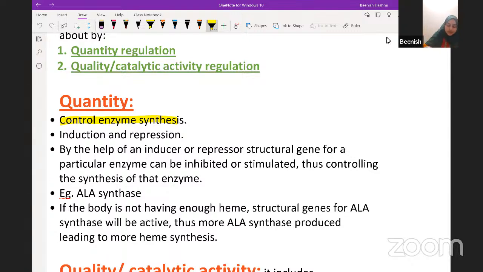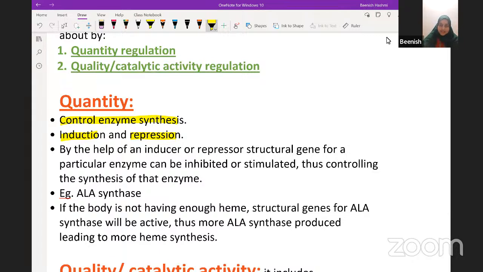Now it is brought about by the induction and repression mechanism. By the help of an inducer or repressor, the structural gene for a particular enzyme can be inhibited or stimulated, thus controlling the synthesis of that enzyme. For example, in the previous case, taking the example of HMG-CoA reductase, you were decreasing the expression of the gene that was coding for HMG-CoA reductase. So ultimately the quantity of HMG-CoA reductase was not synthesized, and the cholesterol synthesis was being decreased and your cholesterol levels were being controlled or decreased.